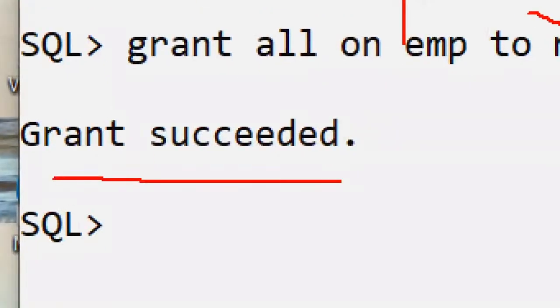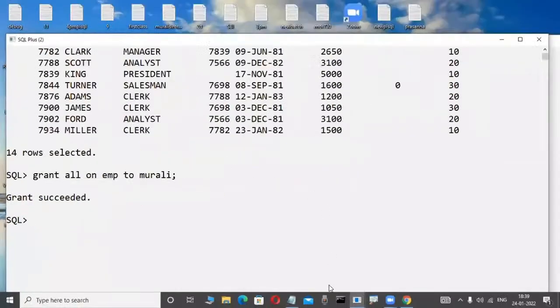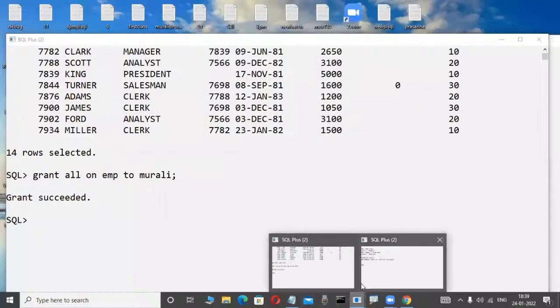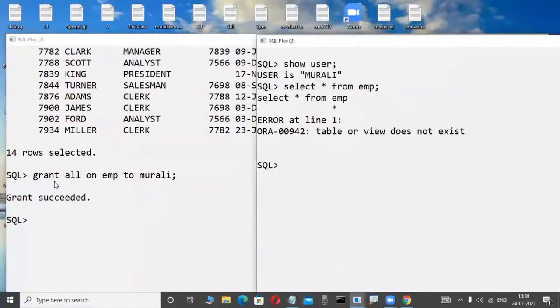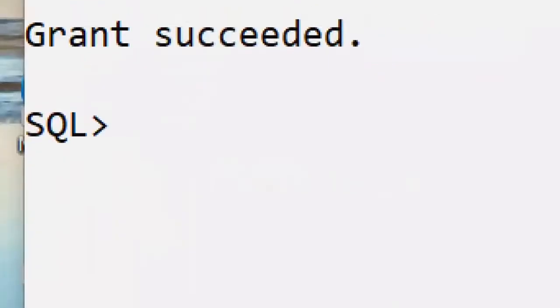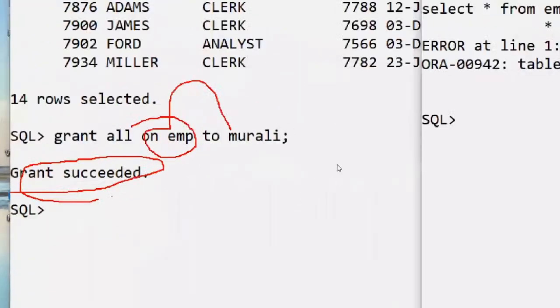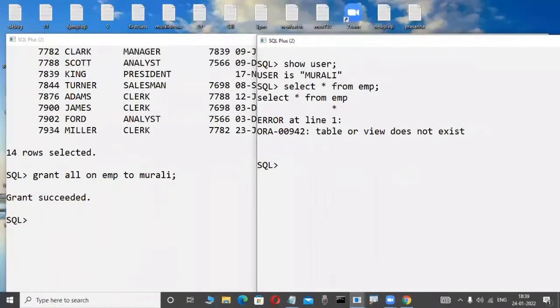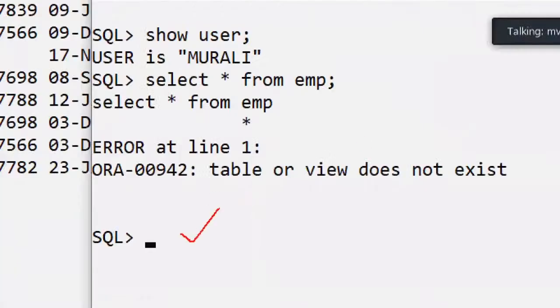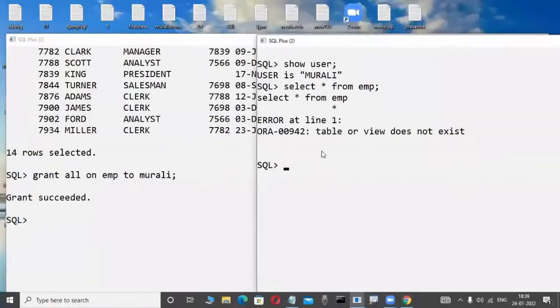You will also become familiar with these things in the future. Okay, fine. Logically tell me, once they give this permission, maybe Scott is giving a permission to Murali. Here grant is succeeded, some message will be displayed in a relational data model product. Now Murali employee tries to access the Scott user's EMP table, possible or not possible?